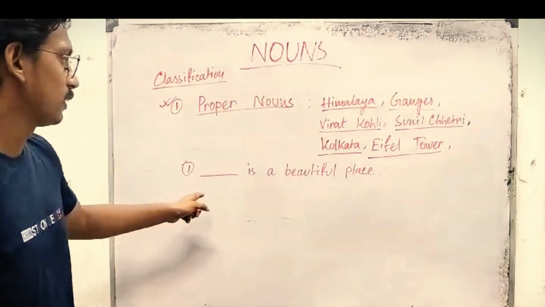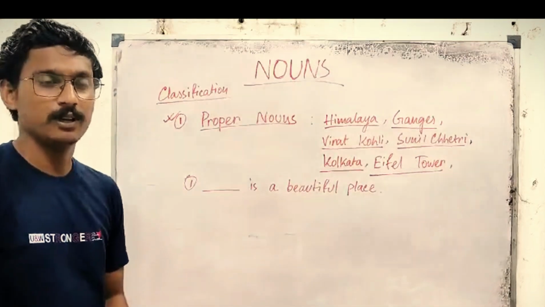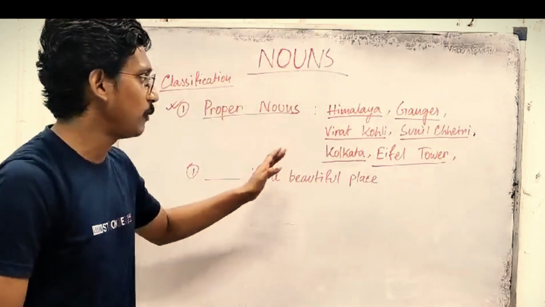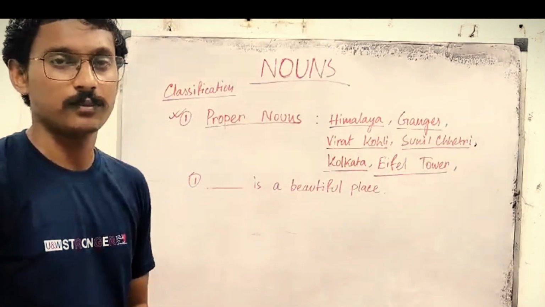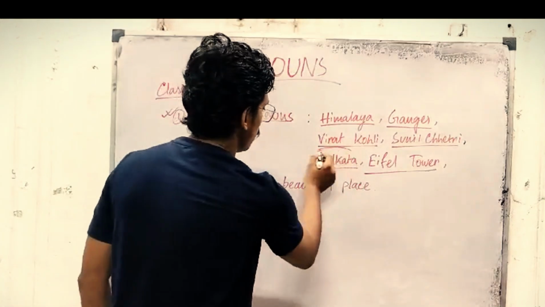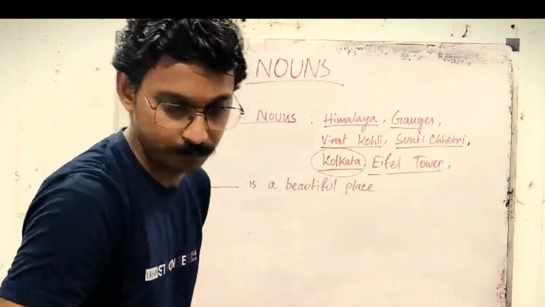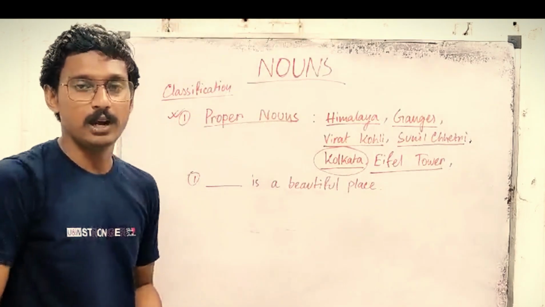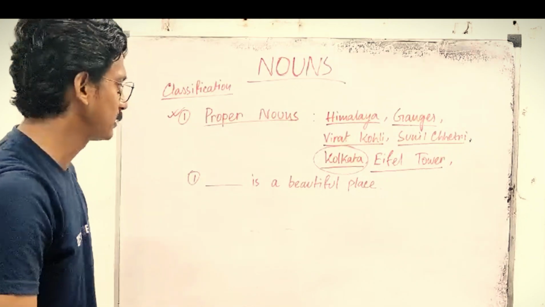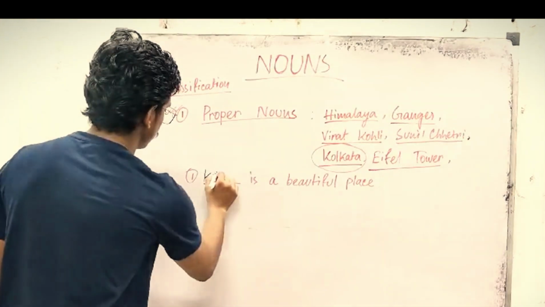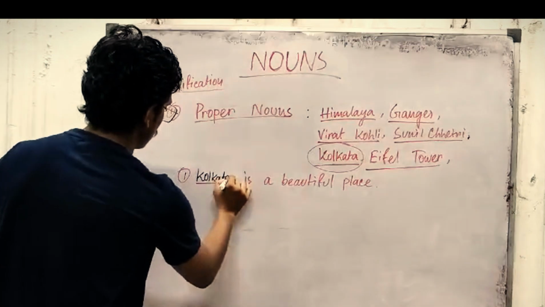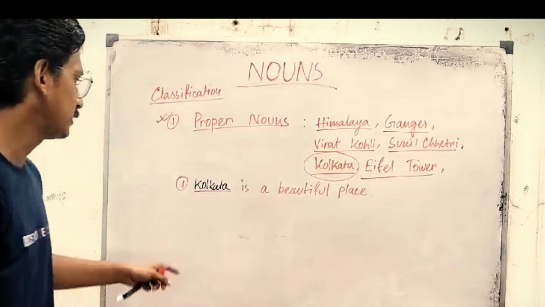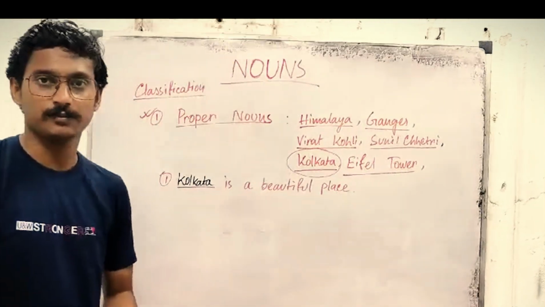As you can see there, dash is a beautiful place. Now we have the name of a place among these five or six options, and this is Kolkata. Being a proper noun, we can put Kolkata in this gap. Now the sentence is getting meaningful: Kolkata is a beautiful place.